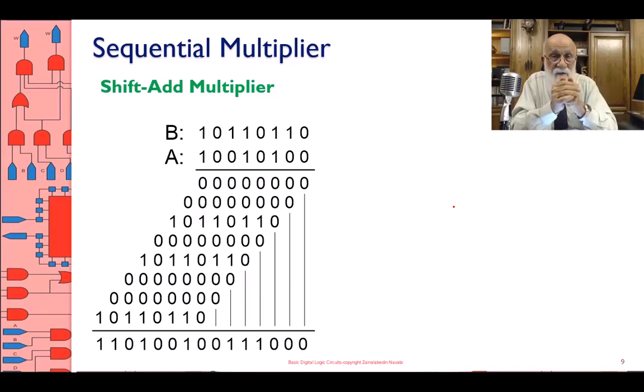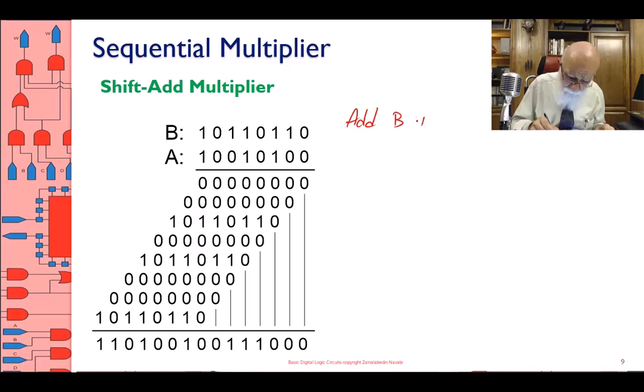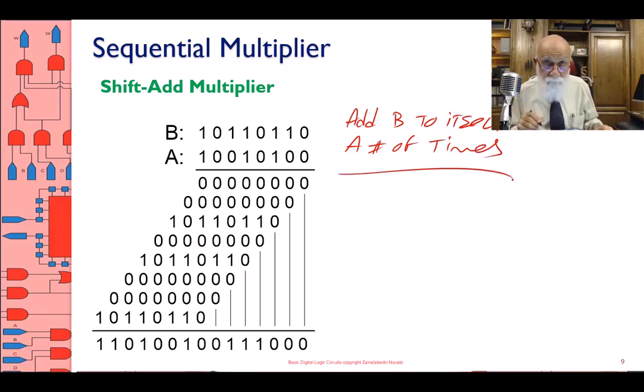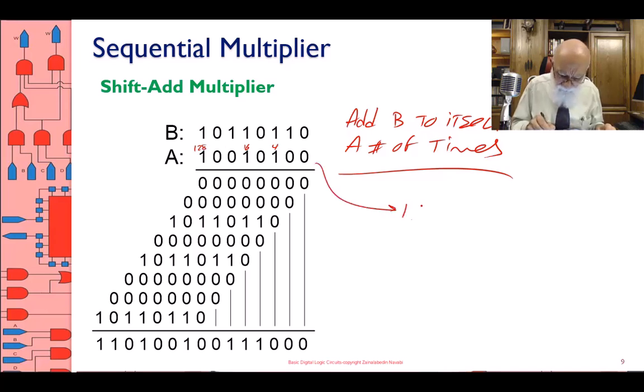All right, let's do it differently now. The example I'm using is two 8-bit numbers. What I'm going to be doing is adding b to itself a number of times. What is a here? 1, 2, 4, 8, 16, 32, 64, 128. So a is 148.